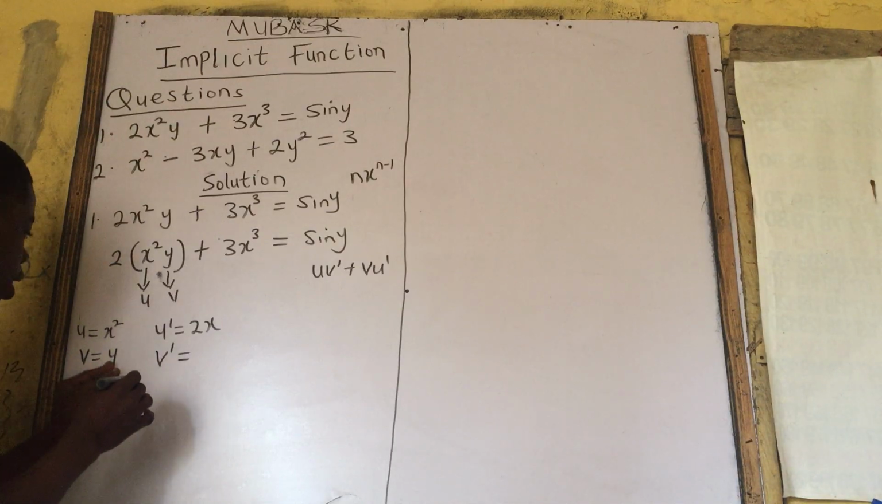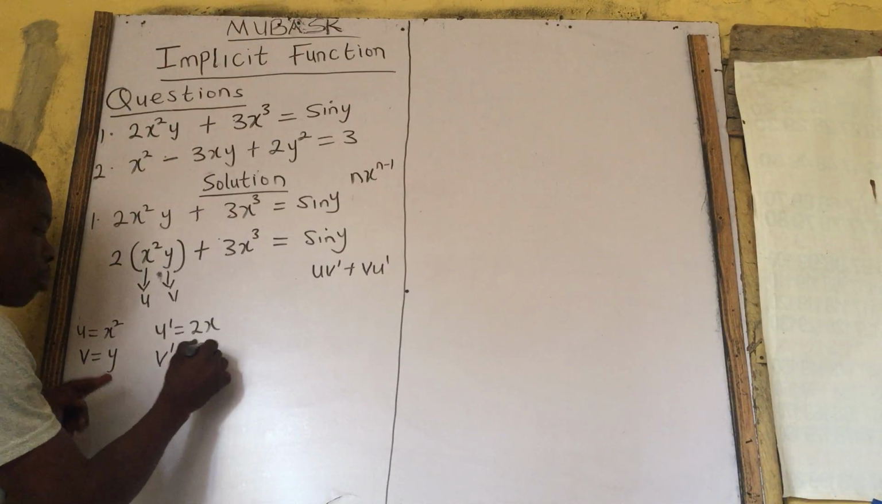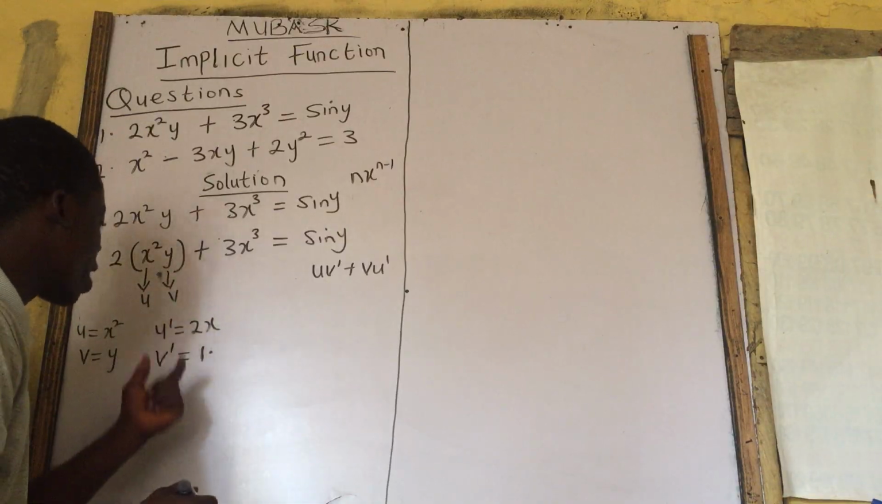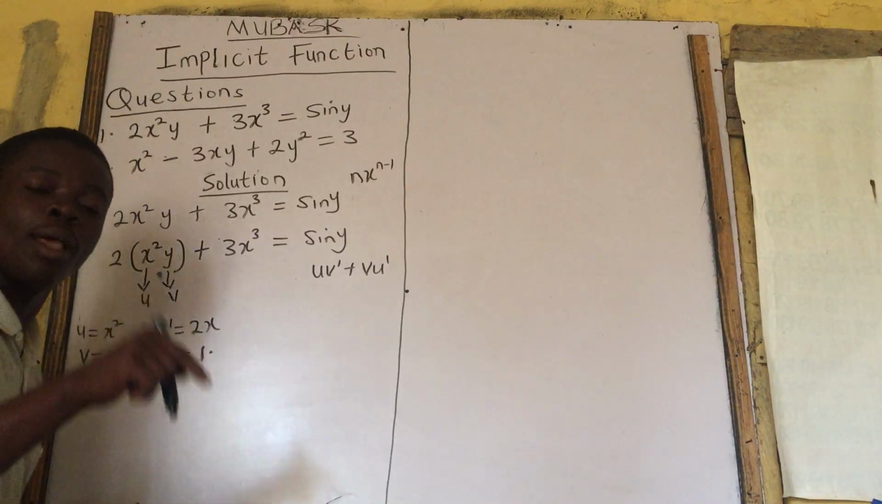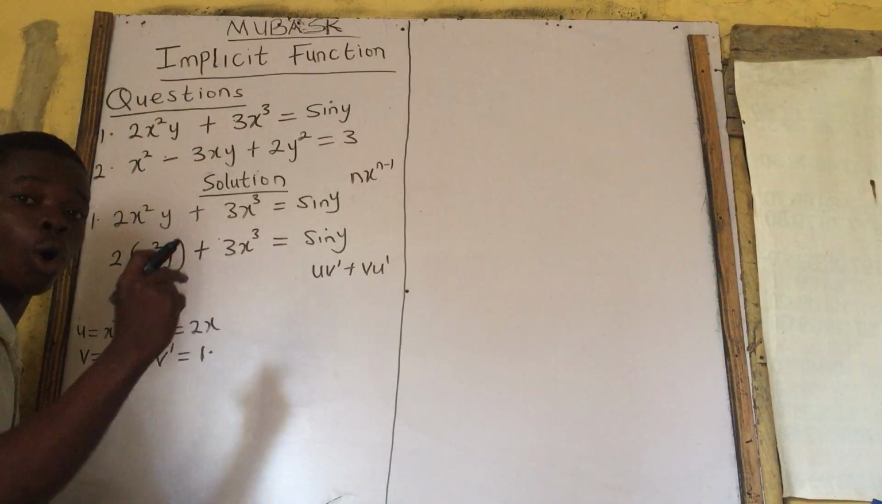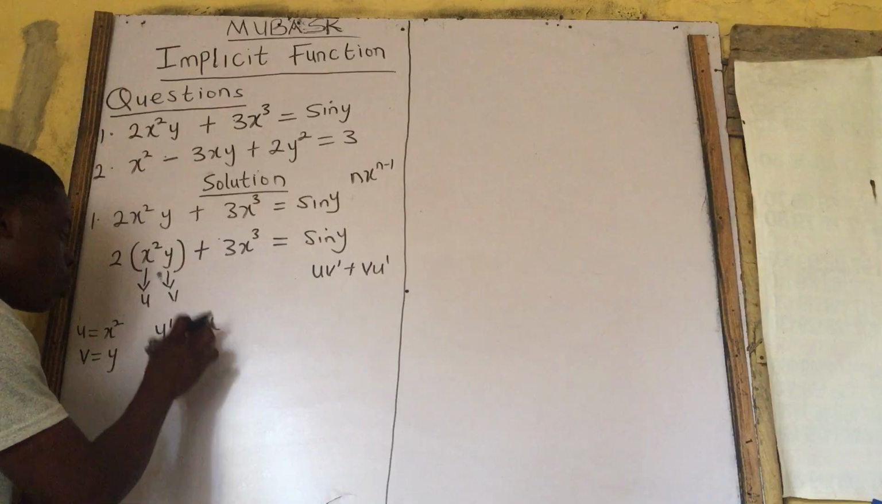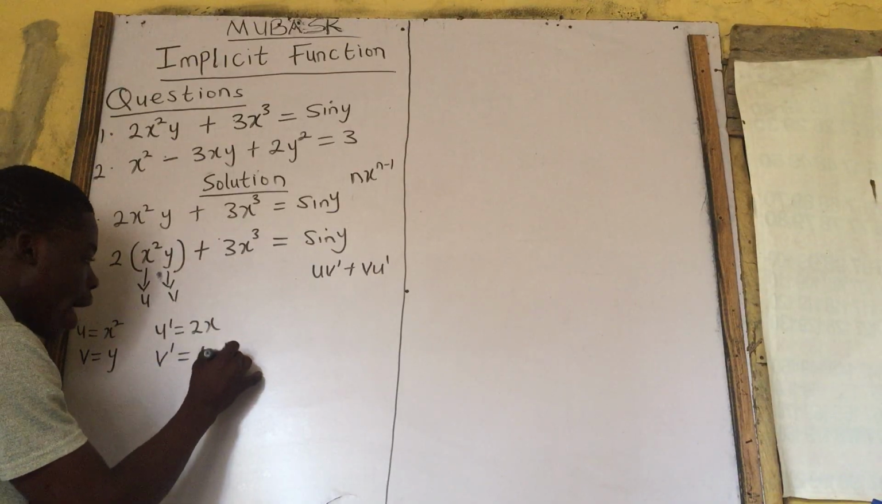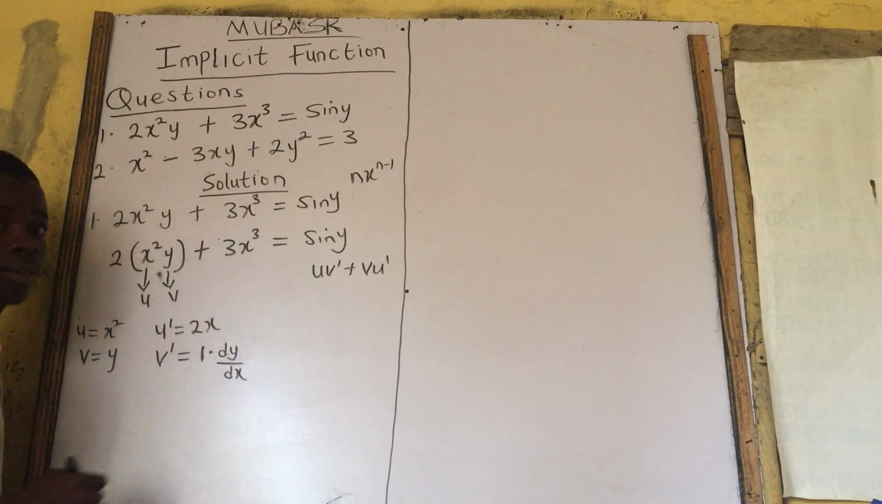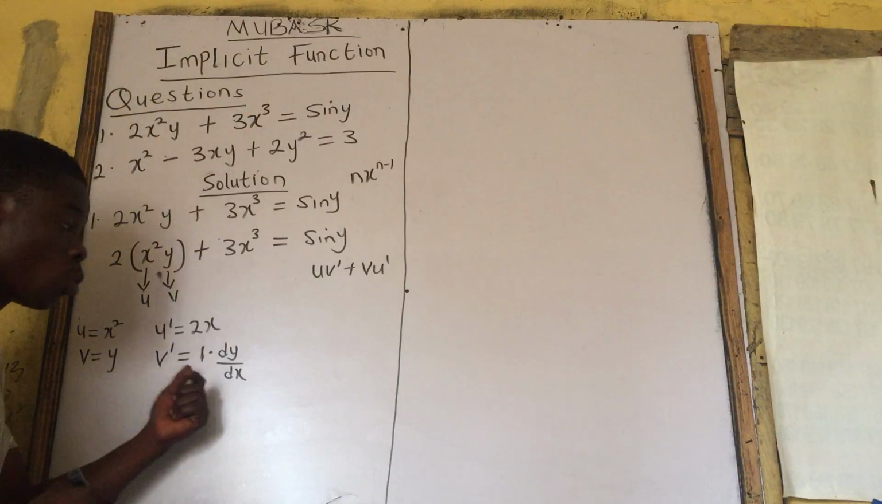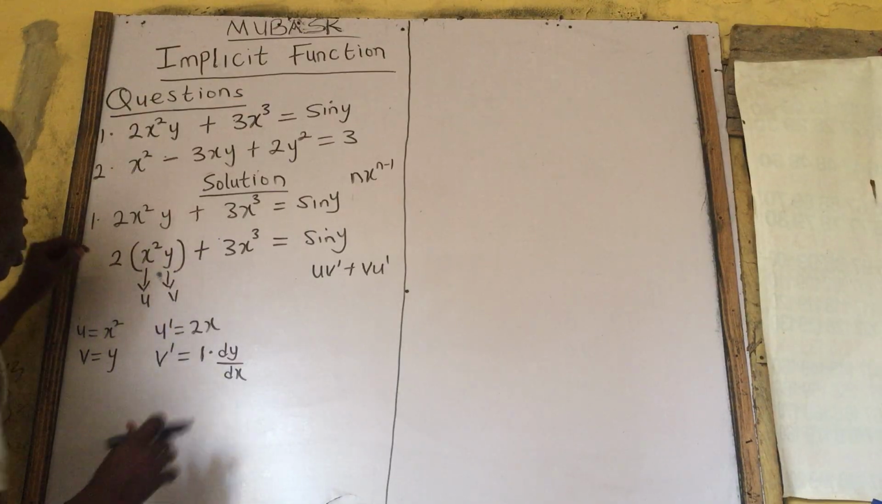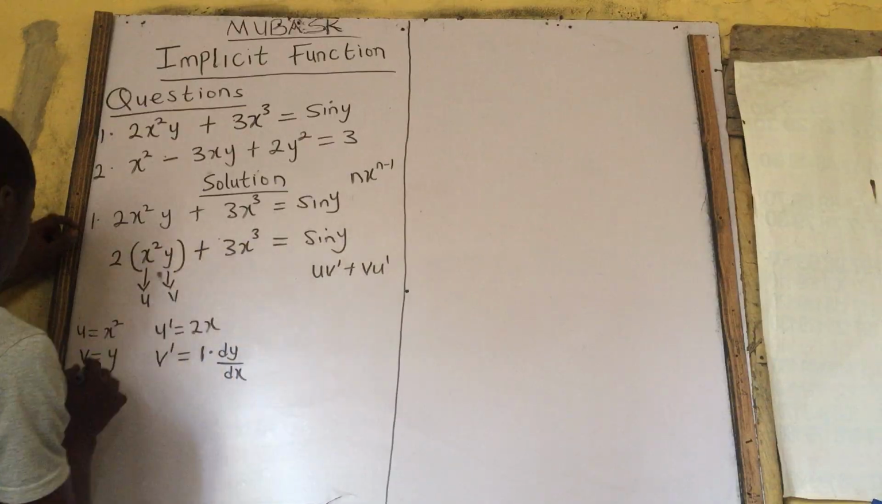The derivative of the variable y is 1. I have told you that if we want to differentiate the variable of y in implicit function, we will multiply it. If you differentiate it, we will be multiplying it with dy over dx, which is the variable of y. Now we can substitute it into this formula.